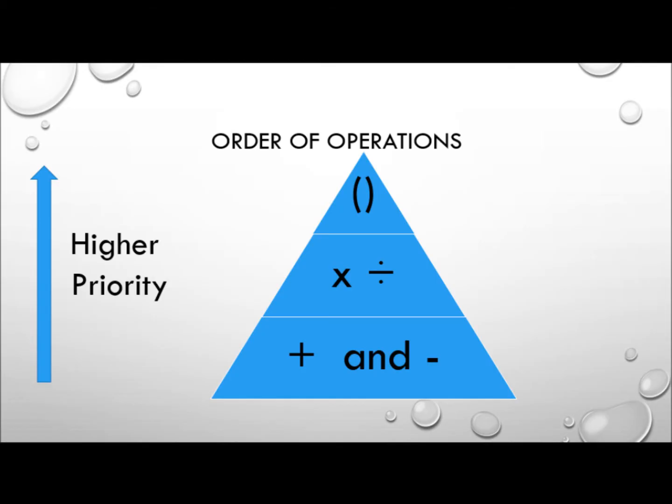But on top of the pyramid, on top of all layers of the pyramid, are the brackets, which we always evaluate first. We always look at brackets before we pay any attention to multiplication and division, and we always pay attention to multiplication and division before we pay any attention to addition and subtraction, who has to sit on the bottom of the pyramid. Poor addition and subtraction.